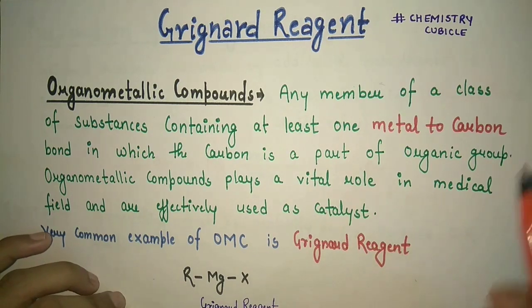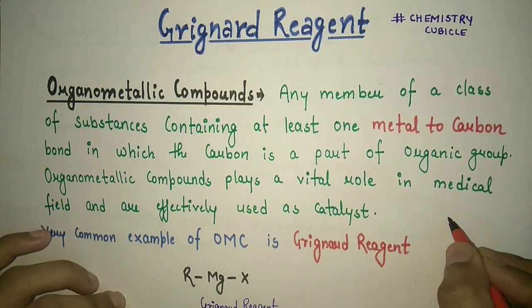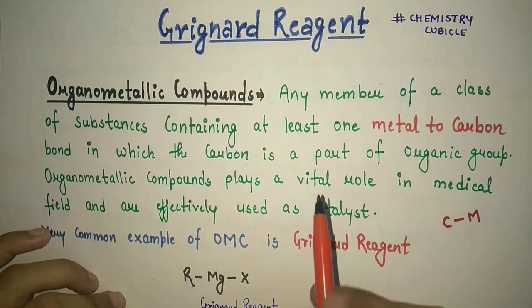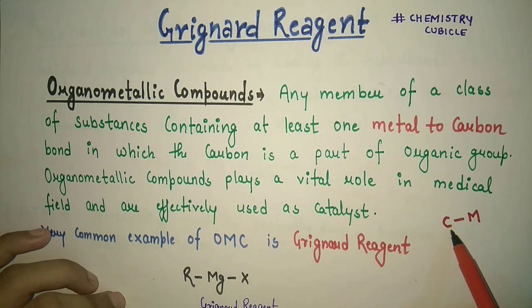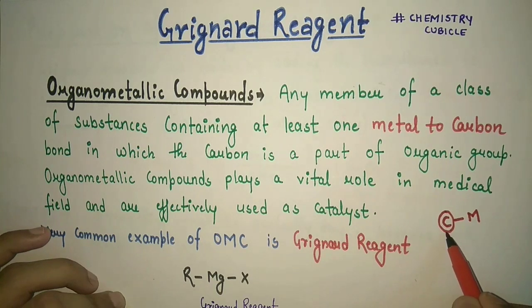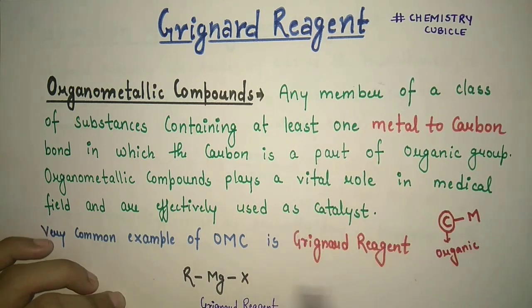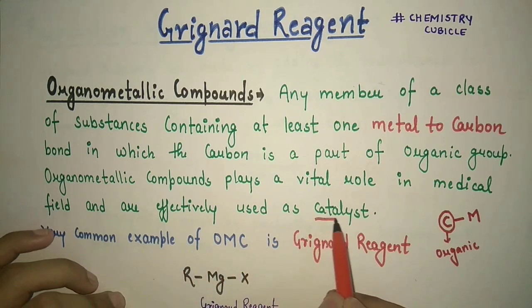Any compound which contains at least one metal to carbon bond. Let us suppose this is our compound in which the carbon atom is directly linked to the metal. Any compound in which there is at least one metal to carbon bond, where the carbon atom must be part of an organic group, is known as an organometallic compound. Organometallic compounds play a vital role in the medicinal field and are effectively used as catalysts.